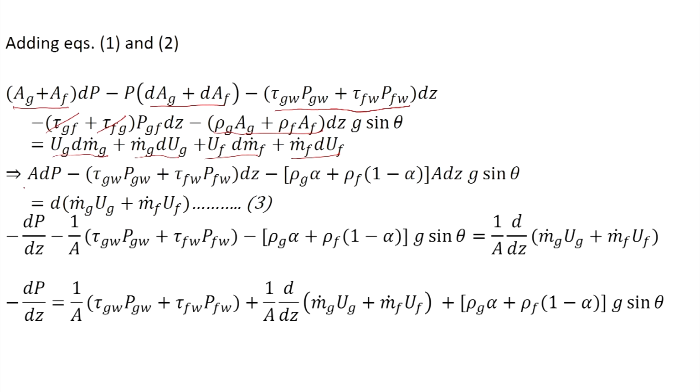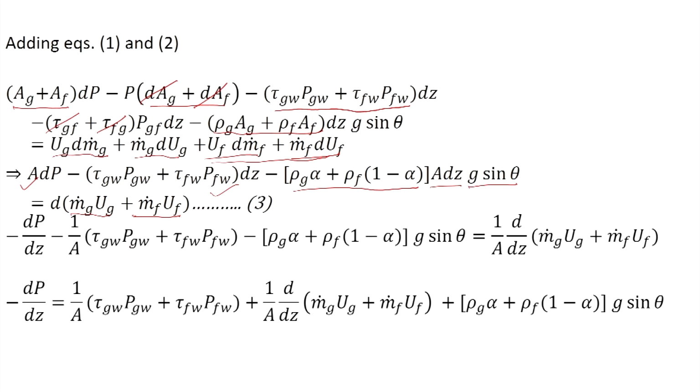So, A g plus A f is equal to A, and then d A g plus d A f: since the total area is constant, d A g and d A f will get cancelled. Then A g upon A is alpha and A f upon A is 1 minus alpha. So, we get rho g alpha plus rho f (1 minus alpha) into A d z g sin theta. On the right hand side, we have u g d m dot g plus m dot g d u g, so that is d of m dot g u g, and similarly these two terms will combine as d of m dot f u f.